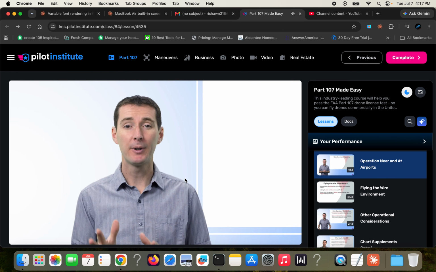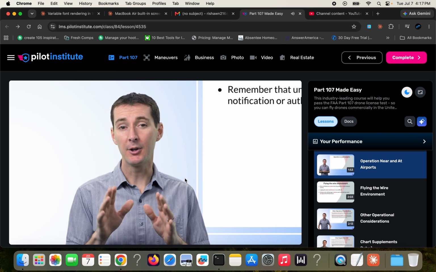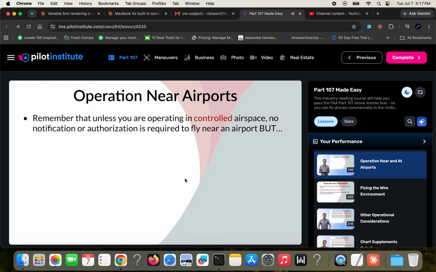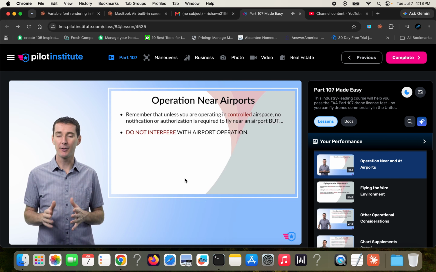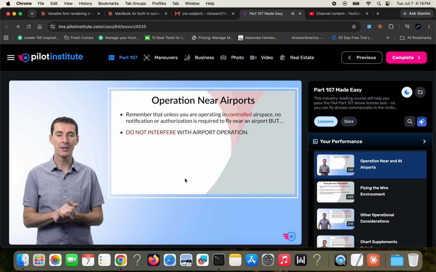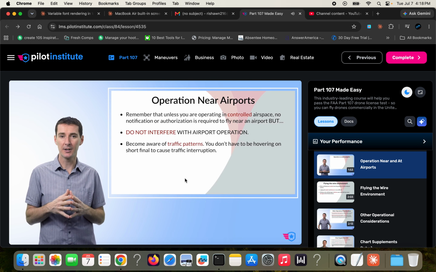I want to talk about operating near airports, and there are a few rules you have to follow. Unless you are operating in controlled airspace, it is actually okay to fly near an airport. You don't need any kind of authorization, but there's a big but right here. Do not interfere with any aircraft operation. This is also part of the regulation. So you have to really pay attention to what is going on.